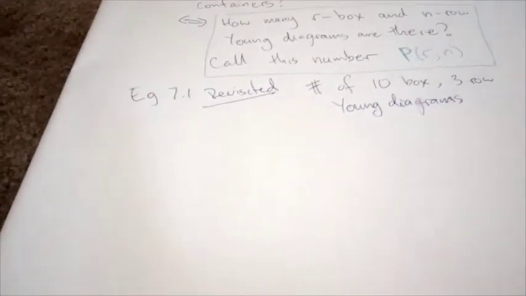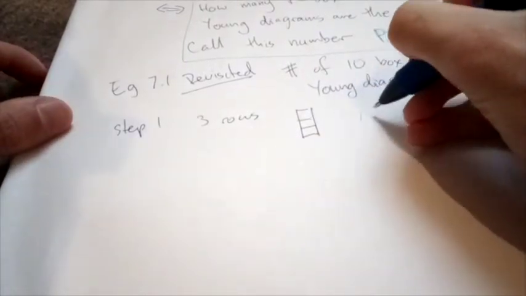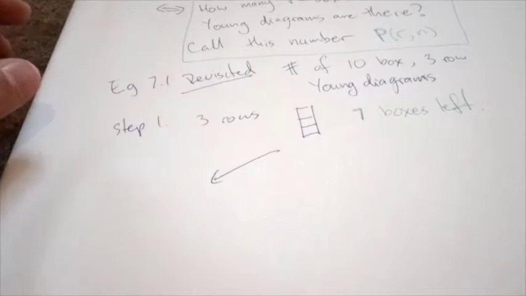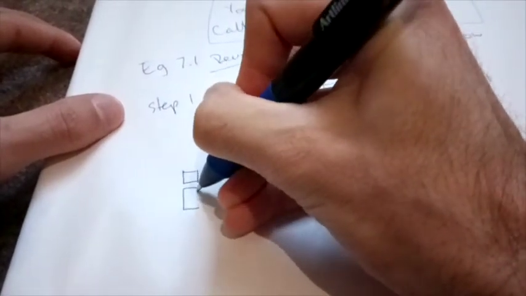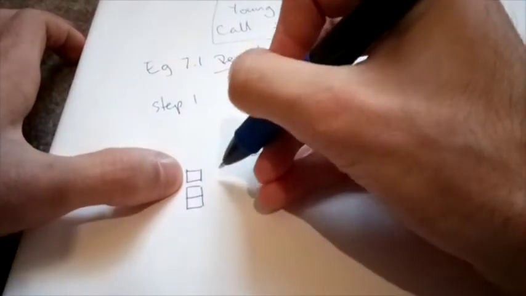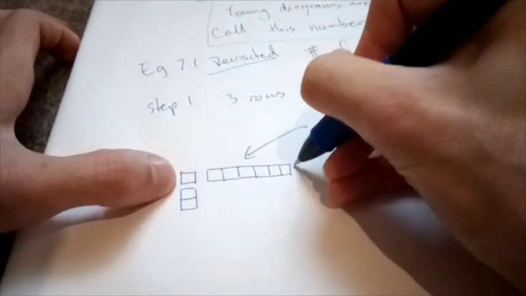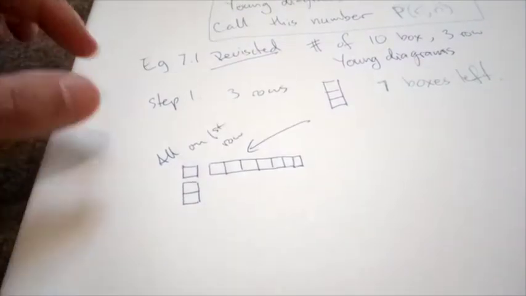Okay. So first up, we've got three rows. Step one, three rows. So I must start with a box in every row. Now I have seven boxes left, so I have a choice where I place them. I can just stick them all in the first row. I'm going to draw that like this, splitting up the boxes just a little bit for clarity. I'm going to pull off the first row and stick the seven remaining boxes onto it: 1, 2, 3, 4, 5, 6, 7. So all on the first row, and then you can glue these back together.